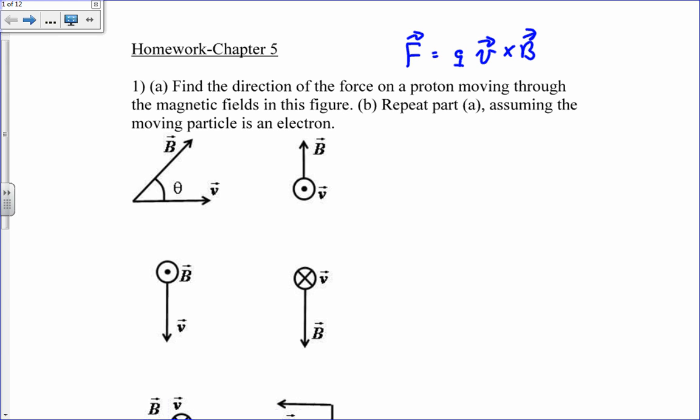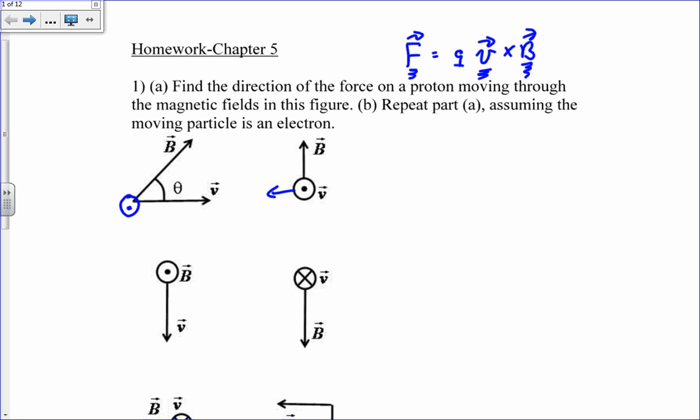And so we're going to let our fingers go in the direction of the first vector. They're going to fold towards the second vector, and then our thumb will give the third vector. We've done this in class, and this is just for your practice. I'm just going to give you the answers. For this first one, the force is out of the page.